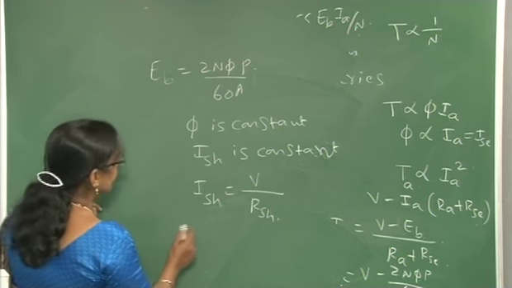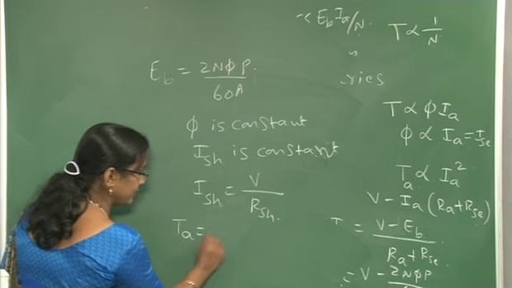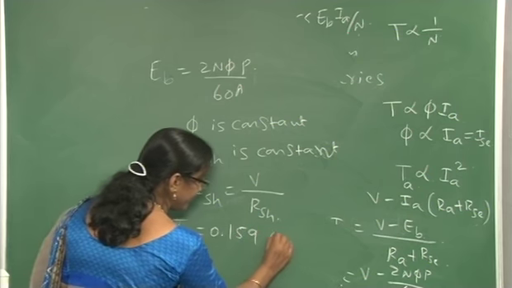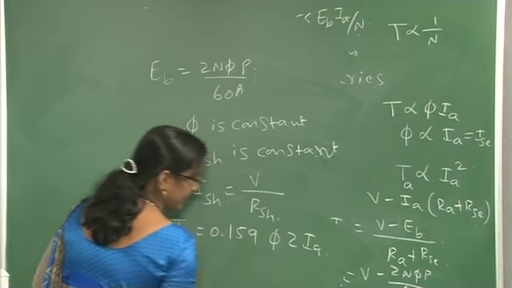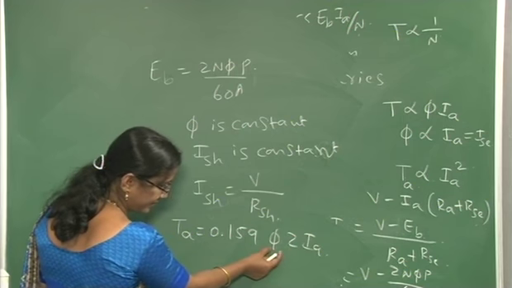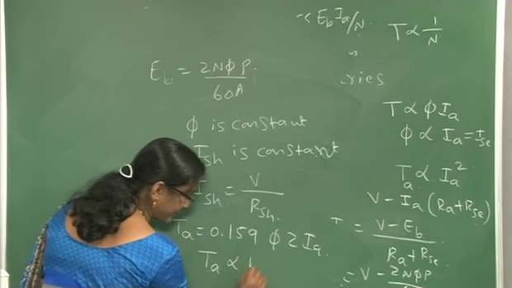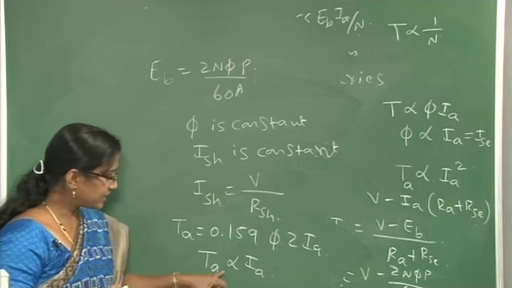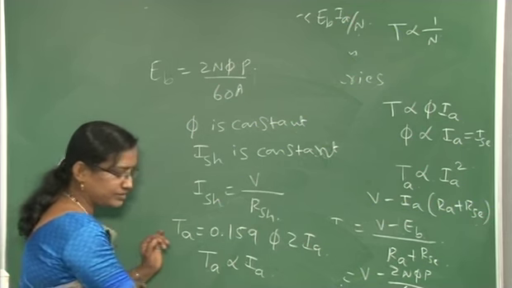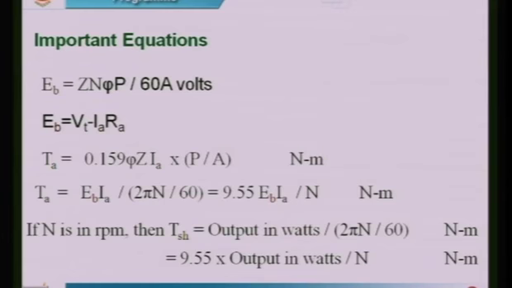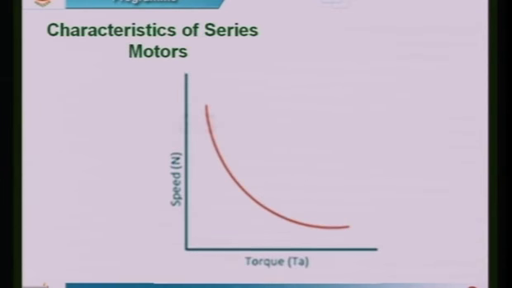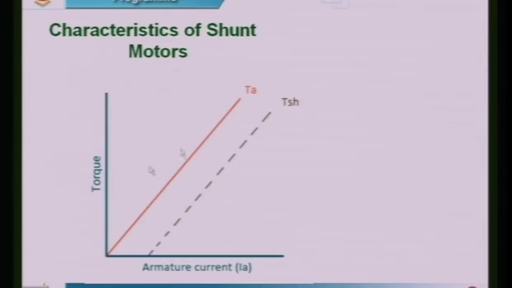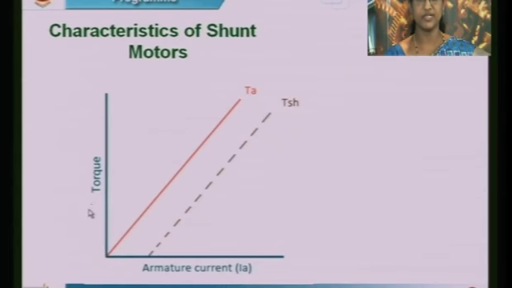Also, we have TA equal to 0.159 phi Z IA. In this, the number of conductors is constant and phi is constant, so TA is directly proportional to IA. It varies linearly with respect to IA, so the armature torque varies linearly with IA. You see this characteristic, how exactly you will get it: torque varies linearly with respect to IA, or IA varies linearly with respect to torque, because torque is directly proportional to IA.